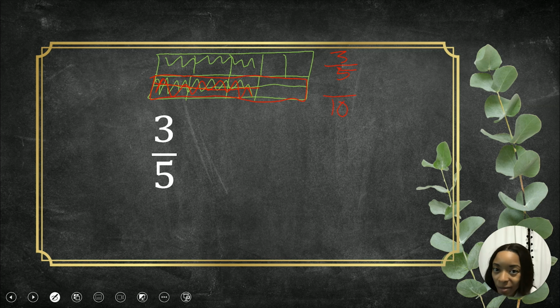In order to make sure my numerator has the same value in a fraction that has 10 equal parts as it has in a fraction that has 5 equal parts, I've got to multiply it by the same number that I multiplied my denominator by. So my numerator and denominator are both being multiplied by 2. My numerator, 3 times 2 equals 6. The equivalent to 3/5 is 6/10.